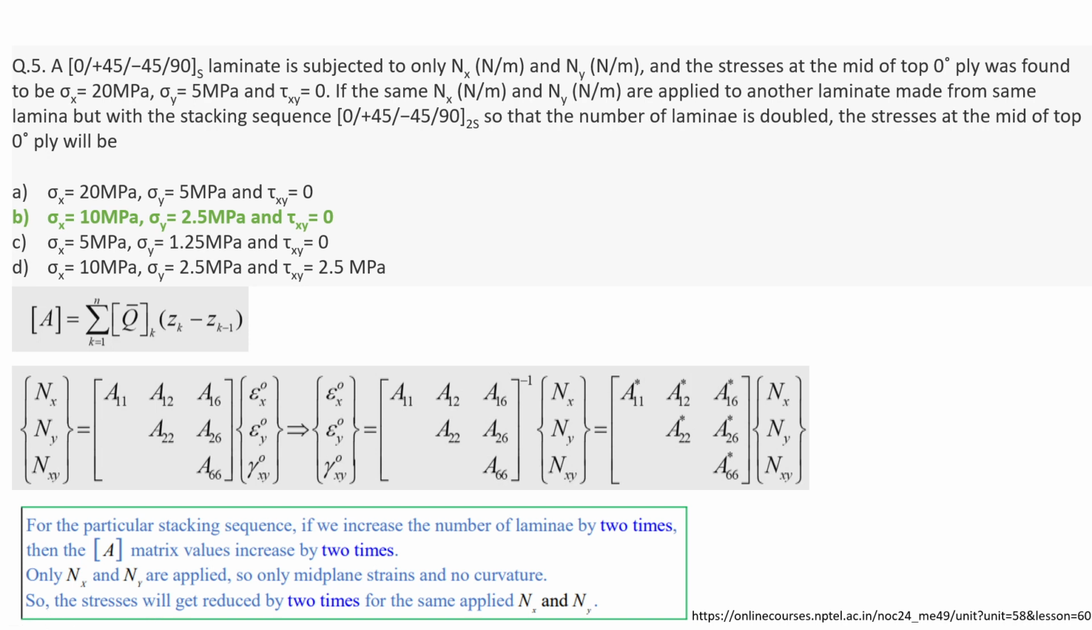So we have to correlate the doubling, or suppose you get a question where there are three times the laminas, then it will be three times. So you have to get a relation between the increase in the value of the A matrix, and if the load is the same, what its relation will be with the strain and the stresses. From that you can directly find which of these values will be the correct one.